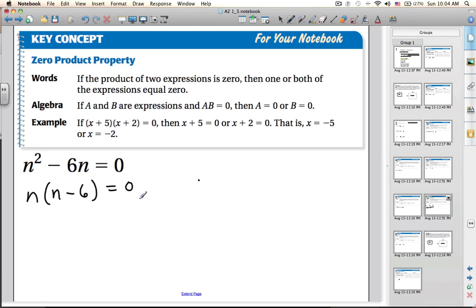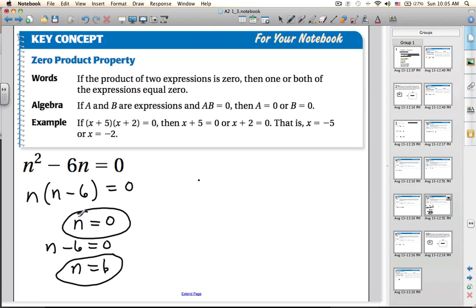Now if n times n minus 6 equals 0, then again the zero product property says that either this equals 0 or that equals 0. So to find my solutions, n equals 0, and n minus 6 equals 0, so in that case n would be equal to 6. So n can be equal to 6 or n can be equal to 0.